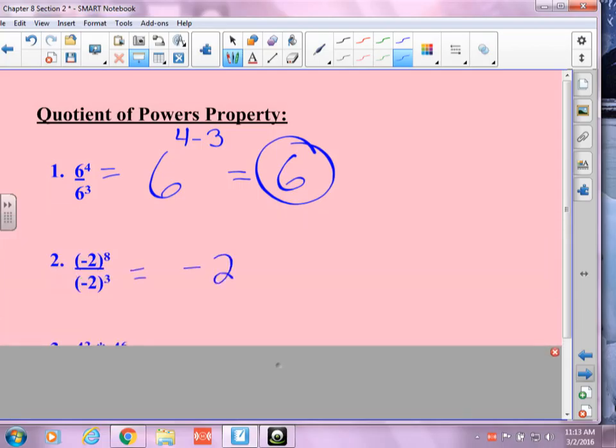When you do your homework, this is actually what you're going to do. You're going to have negative 2 in parentheses. You're going to go, okay, 8 minus 3. There's how many more in the numerator? There's 5. So I get negative 2 in parentheses to the 5th, and I'm done. Because it's top heavy, there's more in the numerator.